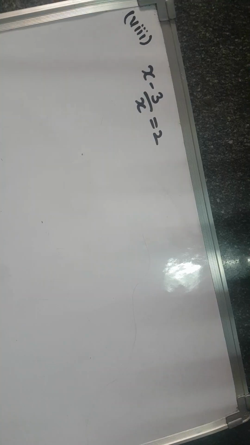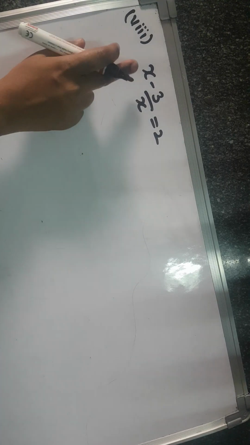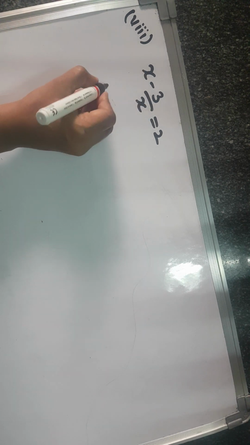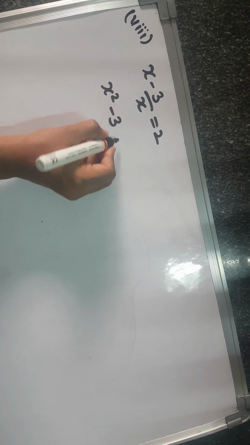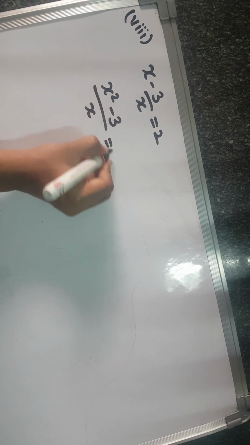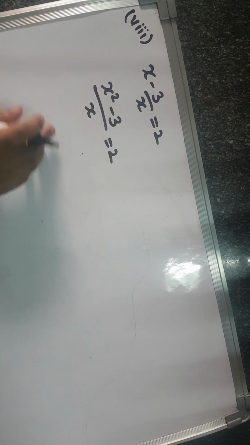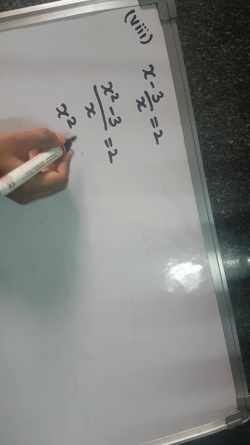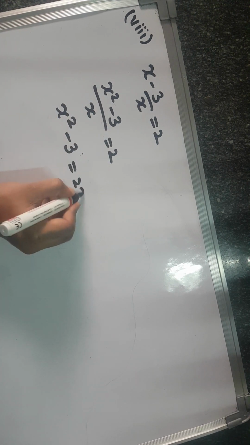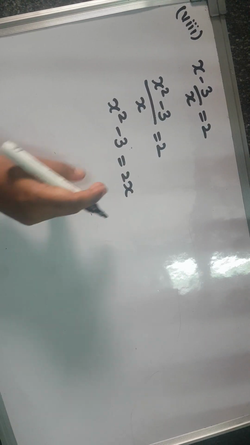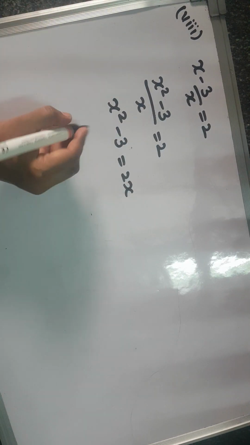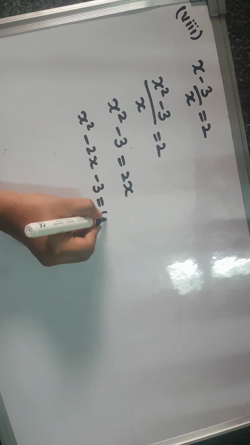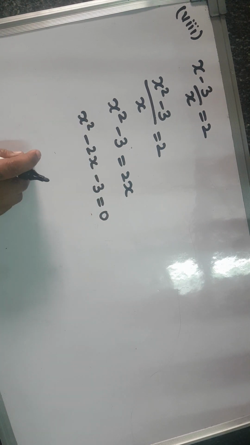This is another problem that we have. x minus 3 by x equals 2. Now taking the LCM, this value becomes x squared minus 3 by x equals 2. This division when it goes to the RHS gets multiplication, means x squared minus 3 equals 2x. Now I am taking this value to the LHS, means x squared minus 2x minus 3, and equating it to 0. This is the equation that we have.